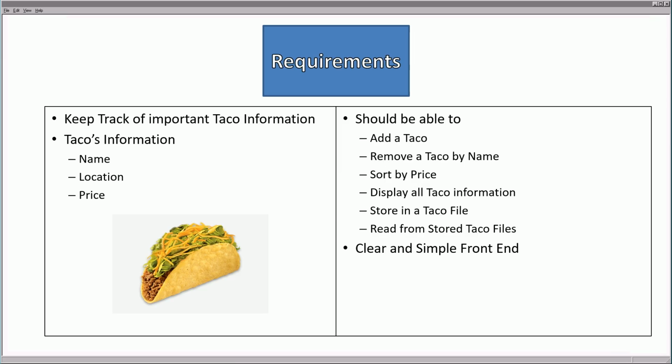If we remember back, the requirements for this solution was we need to be able to keep track of important taco information. So for each one of the tacos, we need to keep track of its name, its location, and its price. The software should be able to add a taco, remove a taco by its name, sort the tacos by their price, display all the taco information, store the taco information into a file, and also be able to read from a stored taco file. Finally, it also needs a clear and simple front end.